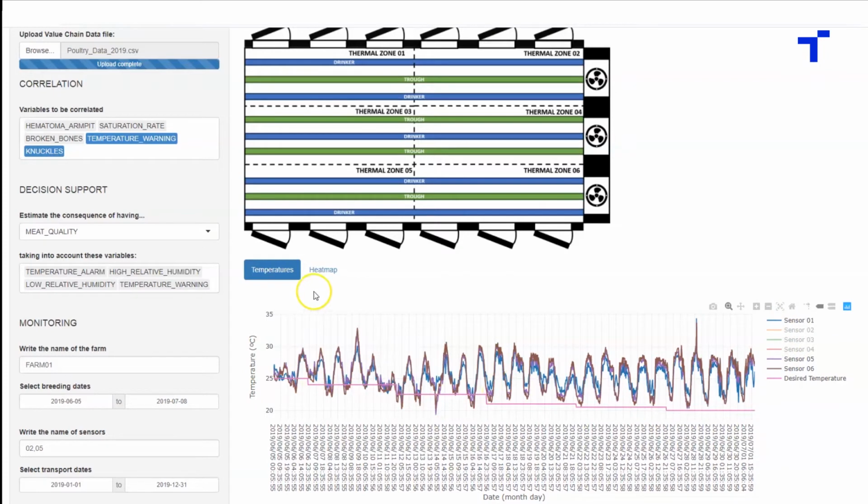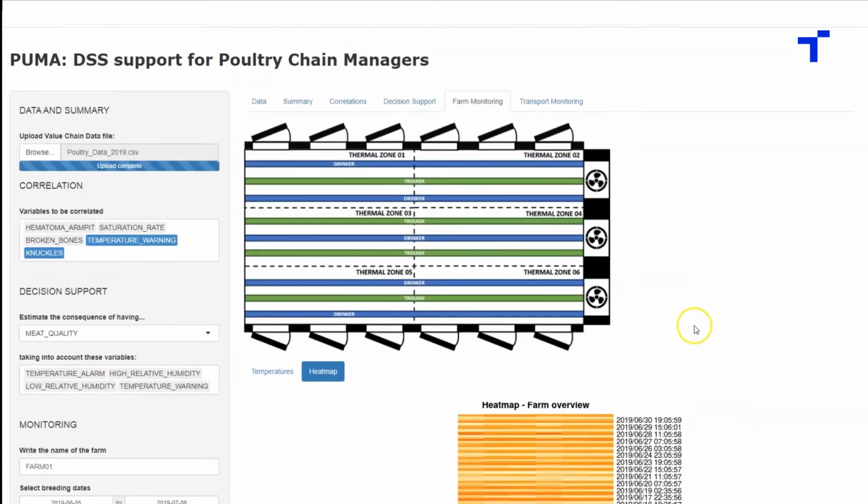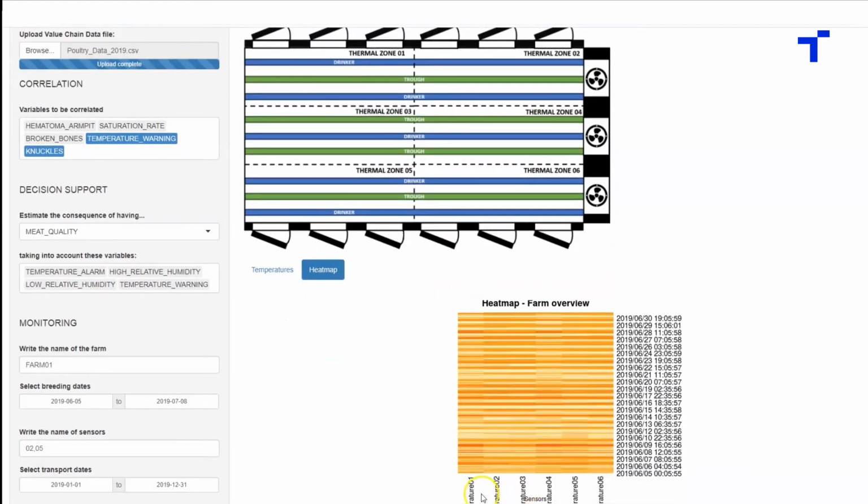Besides, thanks to the Heat Maps tab, it is possible to see a representation of the behavior of all installed sensors during the breeding phase. With this representation, the variation of the temperature of a farm registered by the sensors can be visualized in an easy and intuitive way. In this case, it can be seen that all the sensors measure similar temperatures, so the temperature of the farm seems to remain homogeneous in the different areas, which is an important aspect to be controlled.